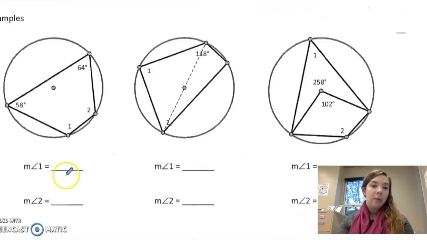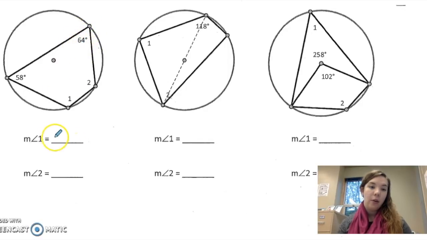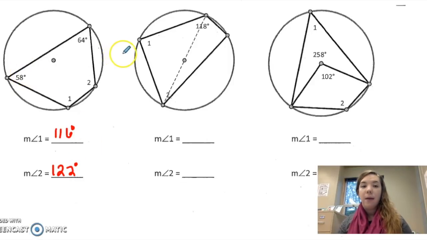Okay, some examples here. I know that angle 1 and the 64 degrees have to add to 180, so angle 1 must be 116. Or I know these two have to add to 180, so angle 2 must be 122 because I have to take 180 minus 58.